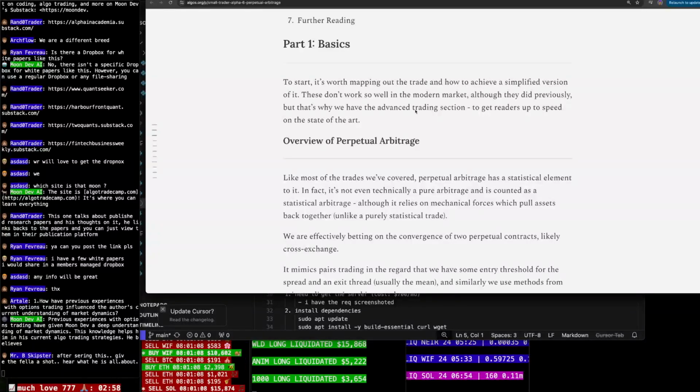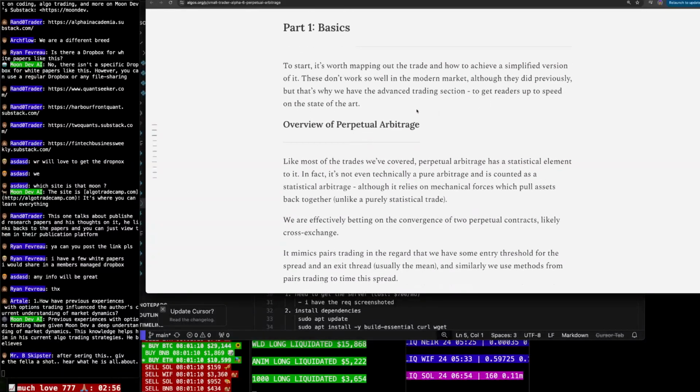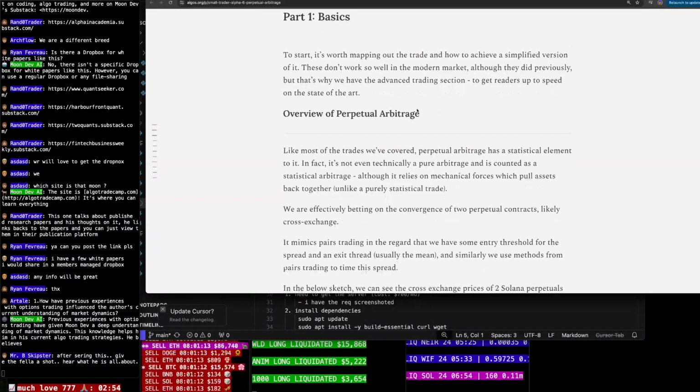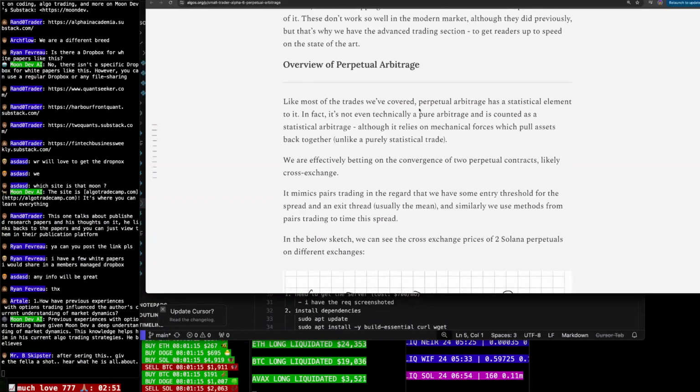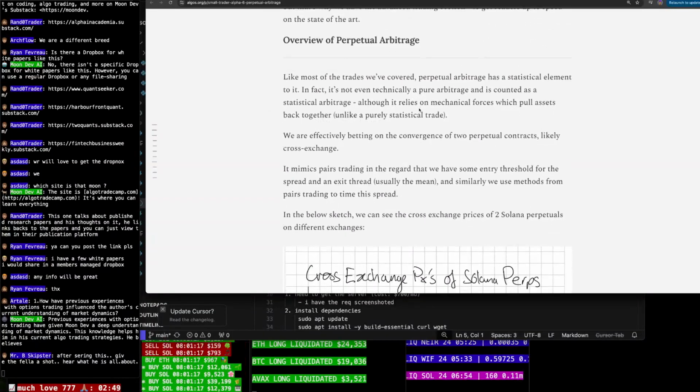The modern market, although they did previously. But that's why we have the advanced trading section, to get readers up to speed on the state of the art overview of perpetual exchanges.